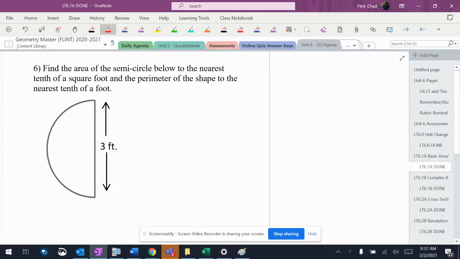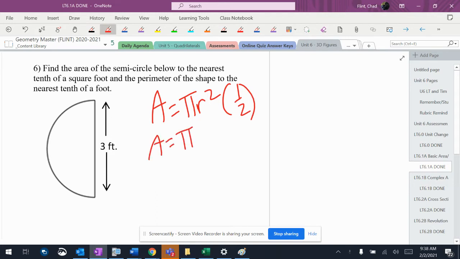So this says find the area of the semicircle to the nearest tenth of a square foot and the perimeter to the nearest tenth of a square foot. So we have to really think about these. The area of a circle is pi r squared, and we have half of a circle, so I'm going to multiply that by a half. Let's do that first.